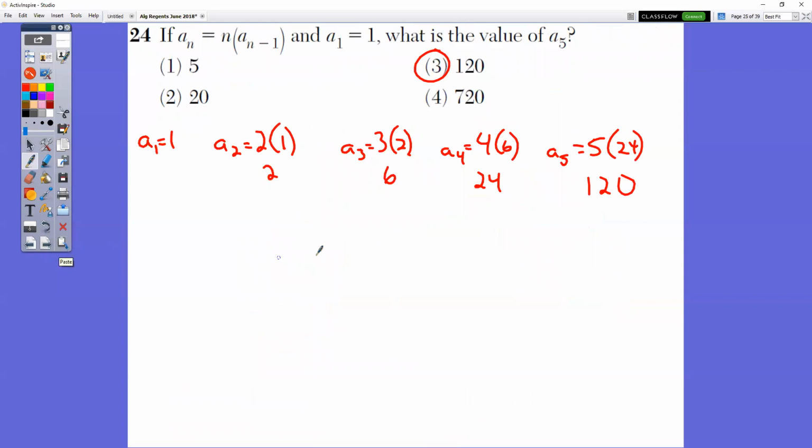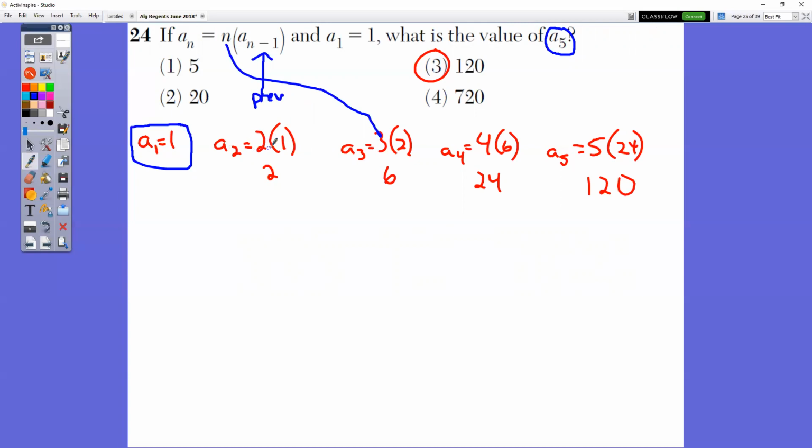And in question number 24, our sequence question, they tell you that the A sub 1 is 1. So that's what we're starting off with. They want to know what the A sub 5 is. So they want you to sub it into here. N is the value of the term. So for A sub 2, we're subbing in a 2 in that spot. For A sub 3, we're subbing in a 3 in that spot for the N. For A sub 4, we're subbing in a 4. A sub 5, we're subbing in a 5. Then they want you to take the previous term. That's what this means right here. A sub N minus 1 is your previous term, and sub it in.